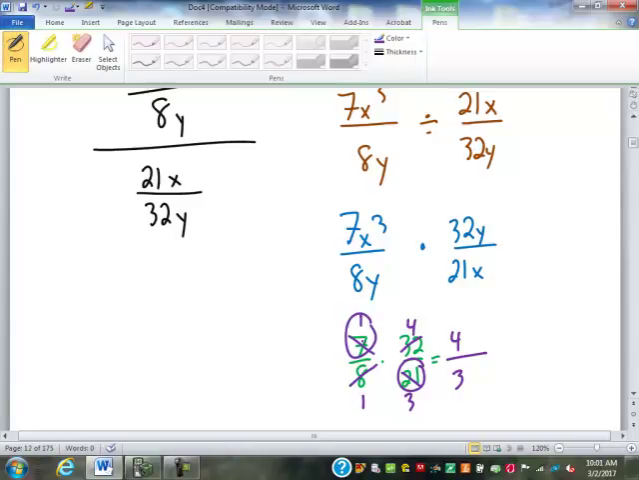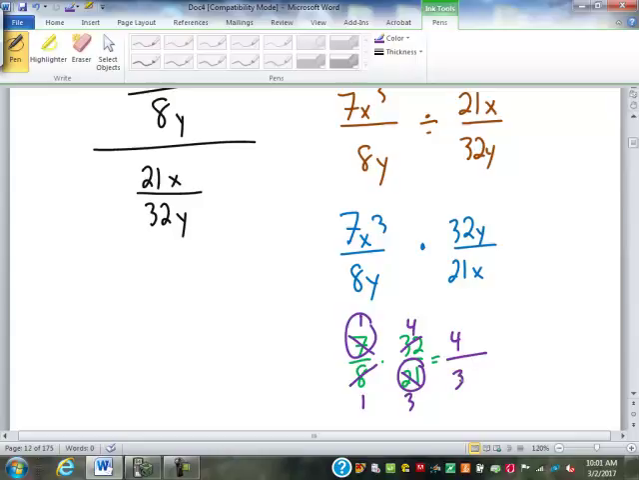Right, but say it's 7 and 22 or something. They have to divide by the same number. So 7 and 22 have no common factors, so there's nothing that divides both of them. Good question though. So we end up with 4 over 3.